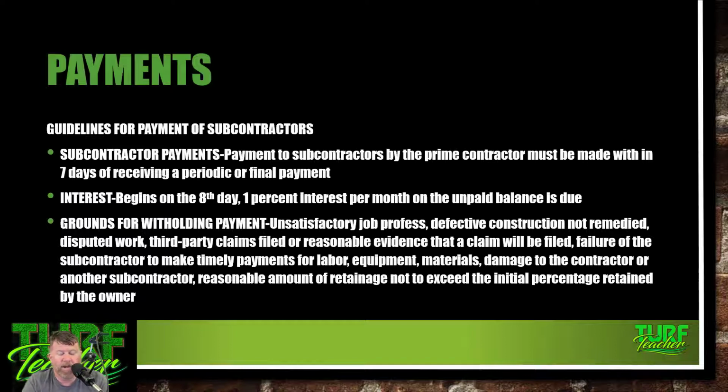And grounds for withholding payment: unsatisfactory job progress, defective construction not remediated, disputed work, third-party claims filed or reasonable evidence that a claim will be filed, failure of the sub to make timely payments for labor, equipment, materials, and damage to the contractor or another subcontractor, and a reasonable amount of retainage not to exceed the initial percentage retained by the owner. Man, a lot said in that right there.